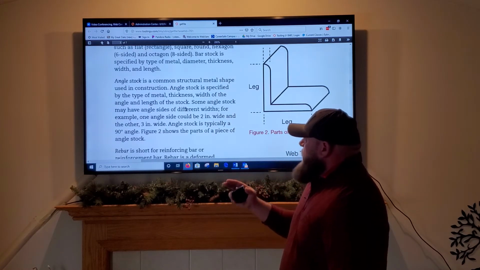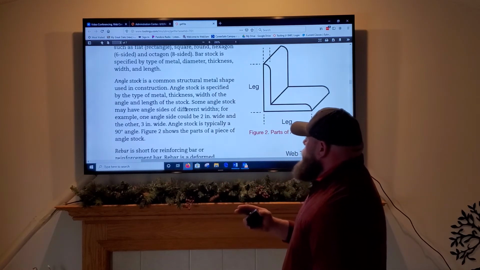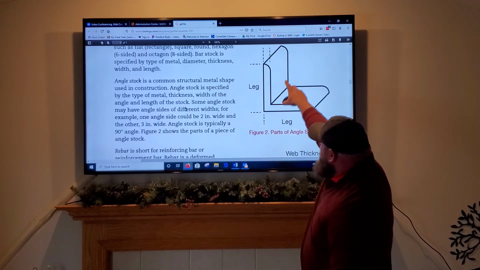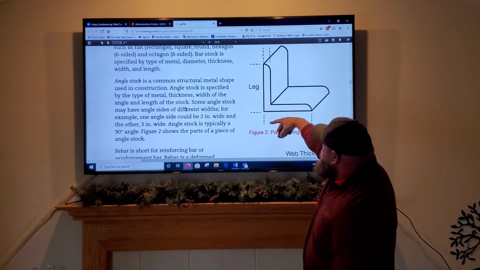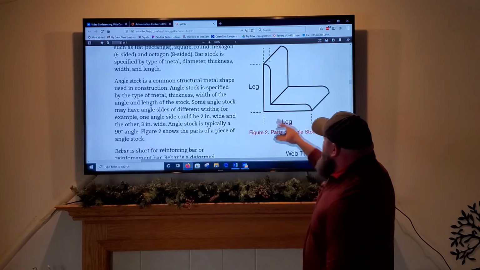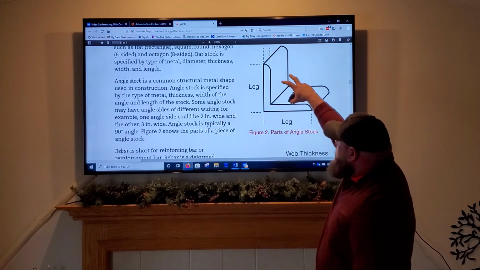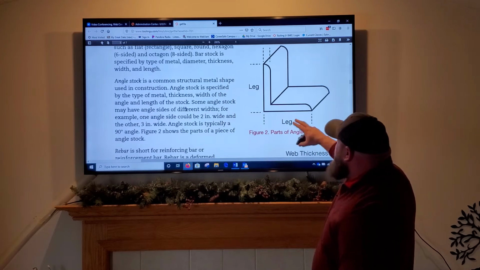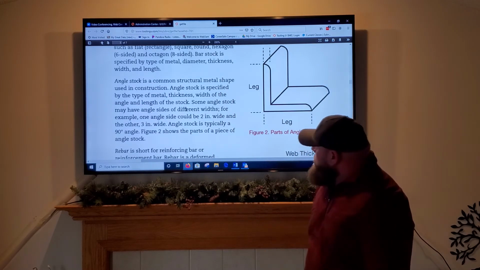Angle stock is typically a 90-degree angle. Figure 2 shows the parts and pieces of angle stock. So here's figure 2. You see the leg thickness, you see the leg length on each side. So you have the thickness of the material, the leg or the leg length, and then the length of the stock itself.